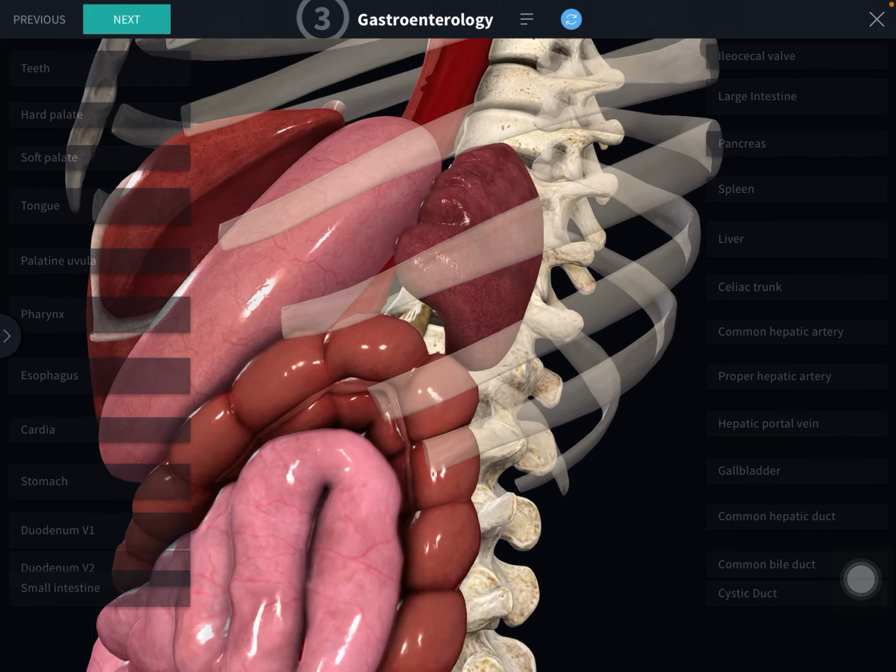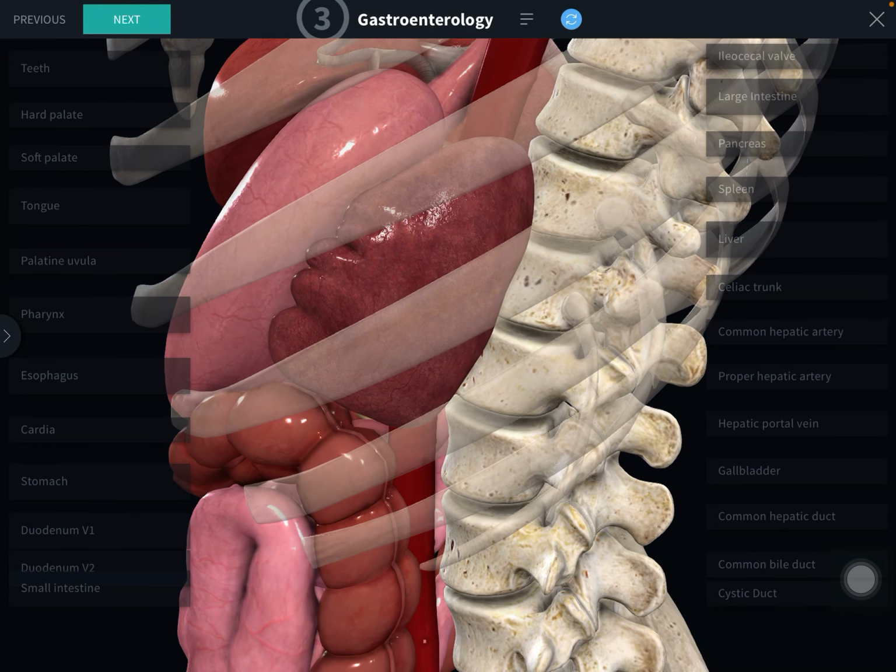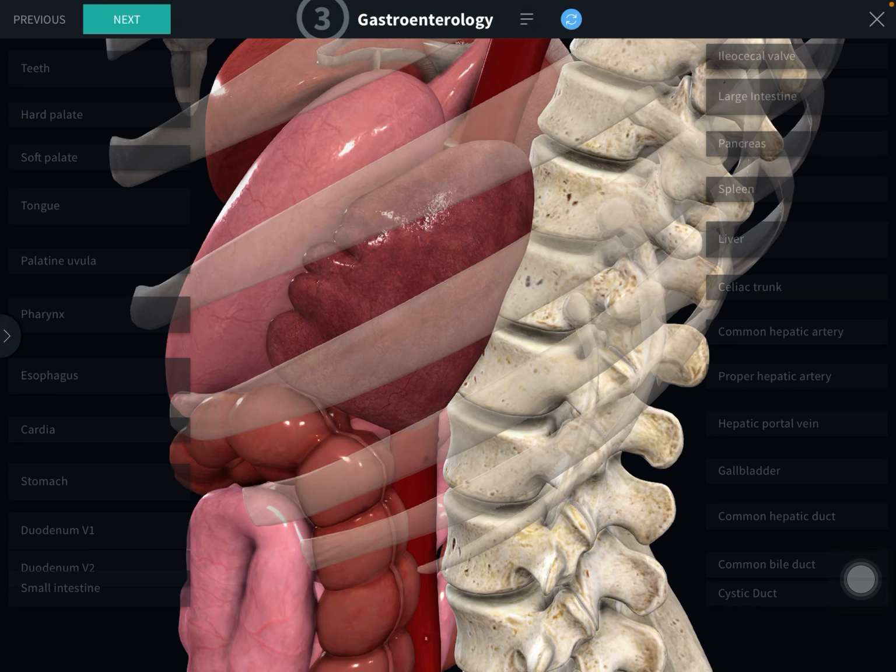Now we will see the relations of the surfaces. So this is the diaphragmatic surface. The diaphragm is not given in this. It is covered by smooth convex surface and it is related with the following structures from within outwards. Diaphragm, separated by the recess of the greater sac of peritoneum.